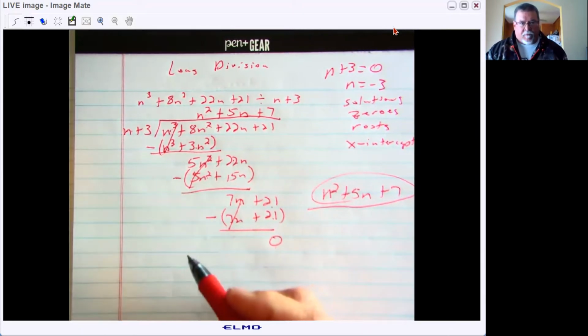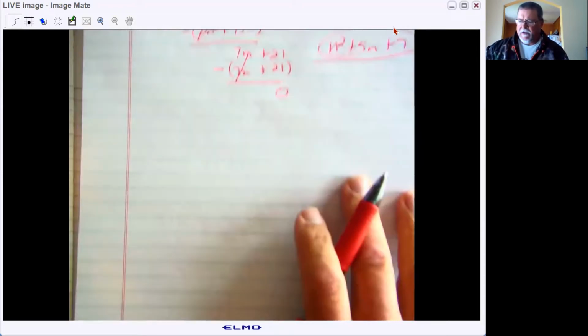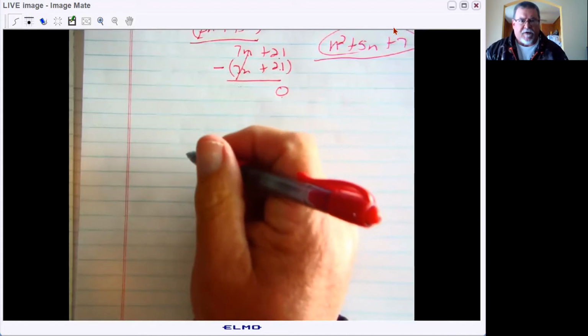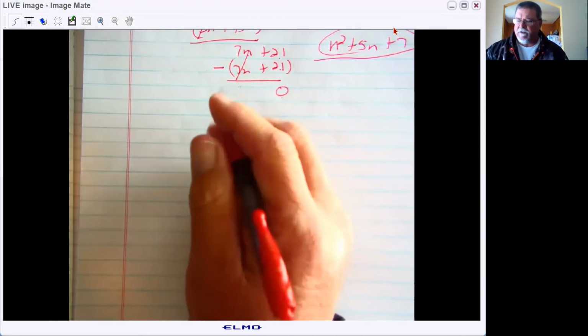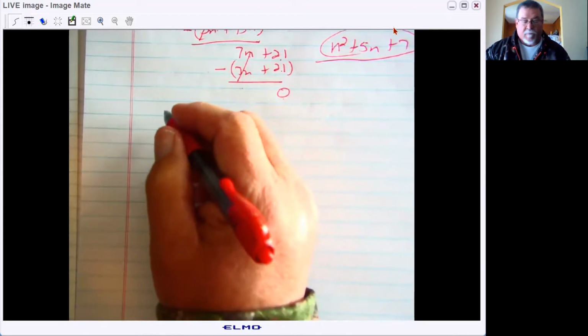Hopefully that helped. We're going to look at a couple more problems, and it's going to be the same process every time. That's the great thing about it. Once you get this process down, it doesn't change. So here's the next problem we want to do.